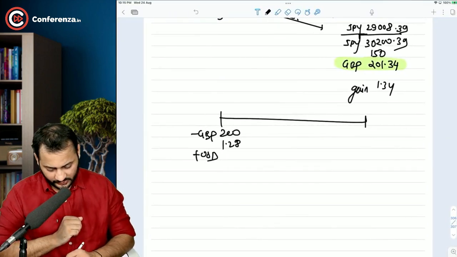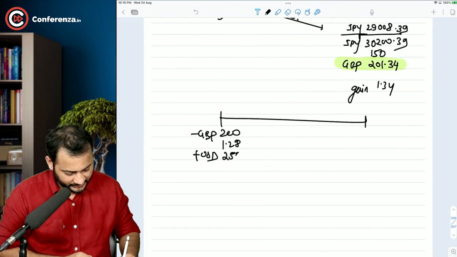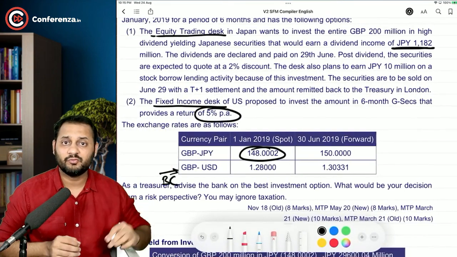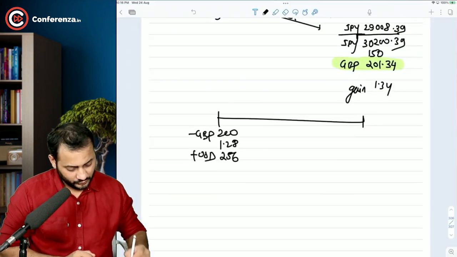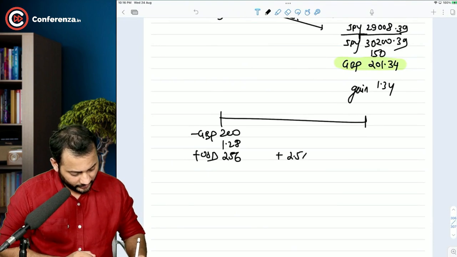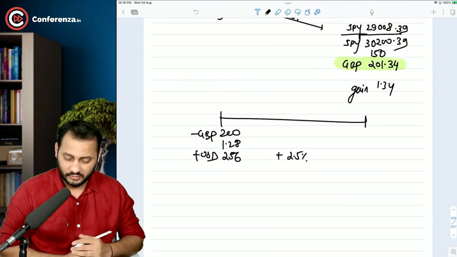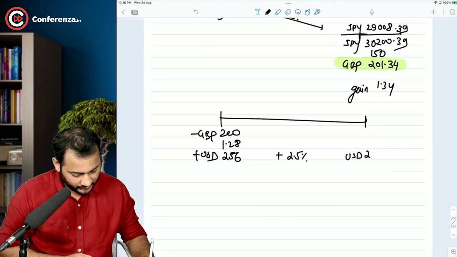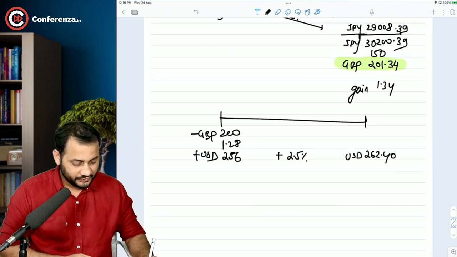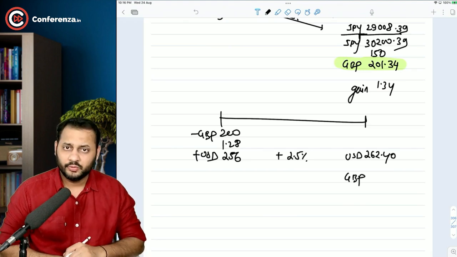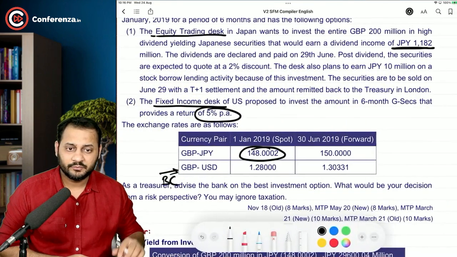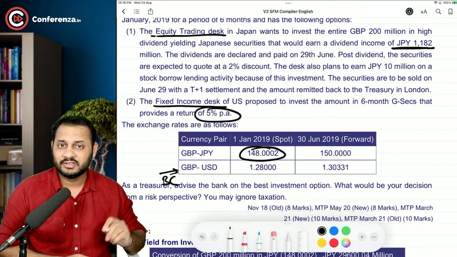So 200 multiplied by 1.28 will give you 256 million US dollars, on which you are going to receive 5% per annum for 6 months. So we will add 2.5% in that. And we will get USD 262.4, which will be sold back to the UK. And what is the conversion rate after 6 months? 1.30331 after 6 months.